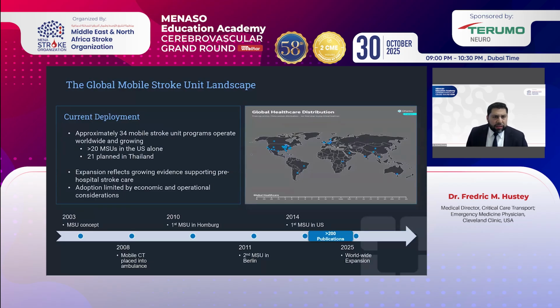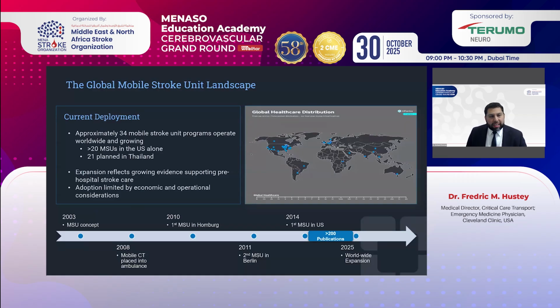And so Shazam shared this picture, and I had a little bit of difficulty truly figuring out how many mobile stroke unit programs there are because they are growing so much. But one of the things that we'll see is that this is a global program. In the US, there's more than 20 MSUs alone. And if you look at Thailand, they're planning 21 to basically cover their entire country. And this expansion, again, reflects growing evidence that supports the value of pre-hospital care in helping deliver rapid and effective stroke care that reduces disability.